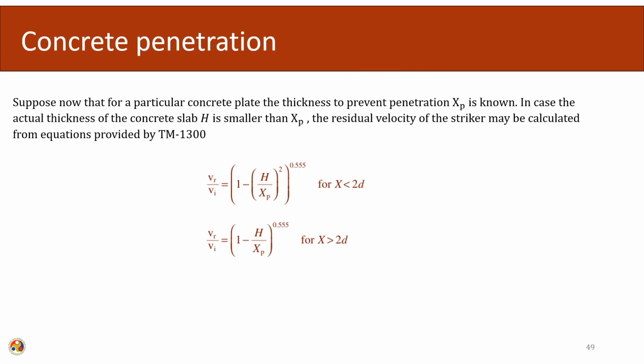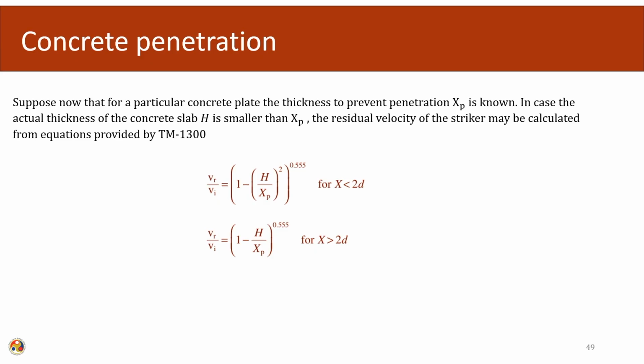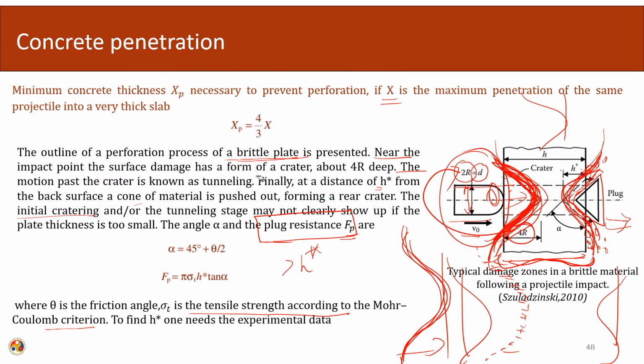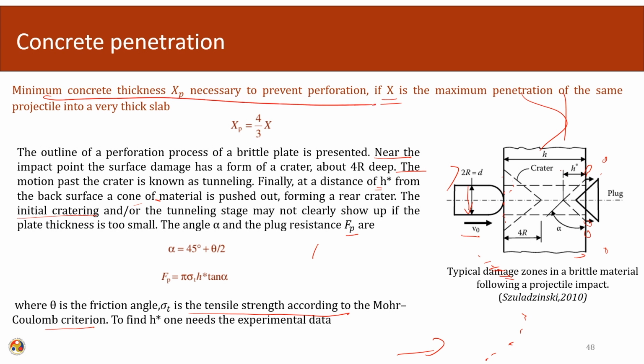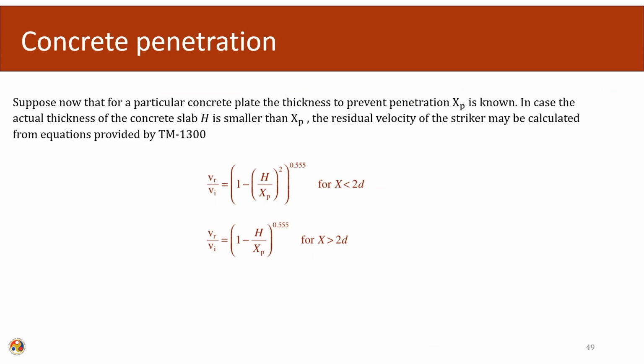So, moving ahead. Now, we will look into a case where we know that for a particular concrete plate, the thickness to prevent penetration is known. It means that we know the final answer. Let us say XP we have defined as the minimum concrete thickness to prevent perforation. This was the definition of XP. So, for a particular concrete plate, the thickness to prevent penetration is known. So, the XP is known.